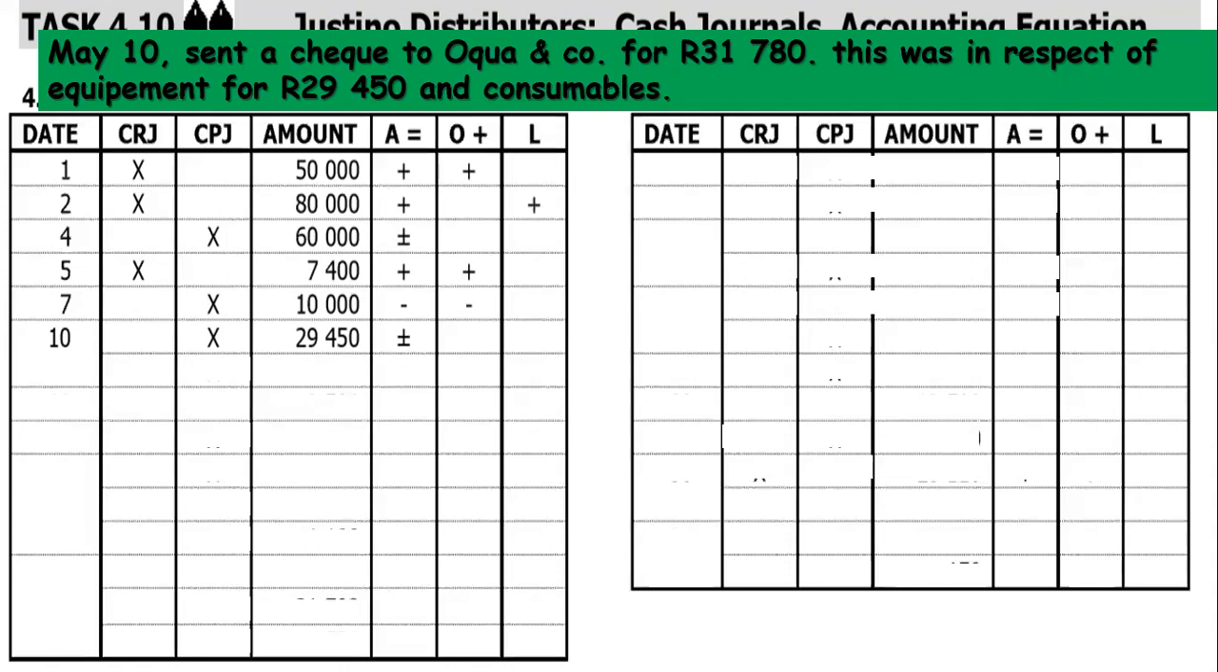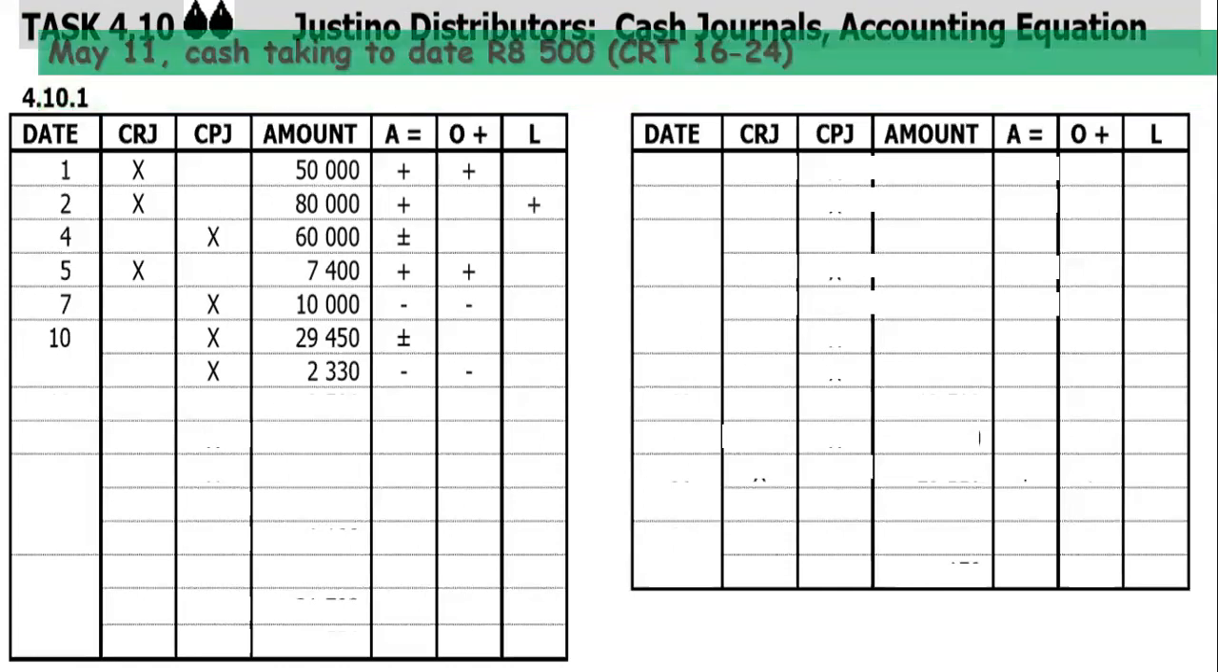And then the next transaction is the CPJ where we pay for consumables. These are operational expenses, so they reduce our net worth. It reduces assets and it reduces owner's equity. Moving on, May 11, cash takings to date, 8,500. Here it's a cash receipt journal entry and it increases our assets and it increases owner's equity.